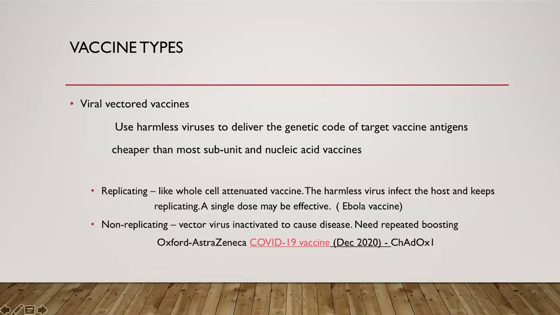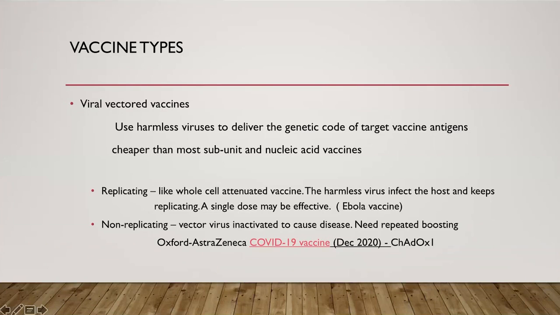And there are two types, the replicating viruses and non-replicating viruses. If it's a replicating viral vectored vaccine, it's like a live attenuated vaccine, right? Because it is live and it can replicate inside the host and it is completely harmless. Live attenuated vaccines can become harmful in immunodeficient children, but these are harmless even in immunodeficient children. And a single dose may be effective because the viruses can continue to replicate inside the host, producing the immunity. And some of the Ebola vaccines were produced using this technology.